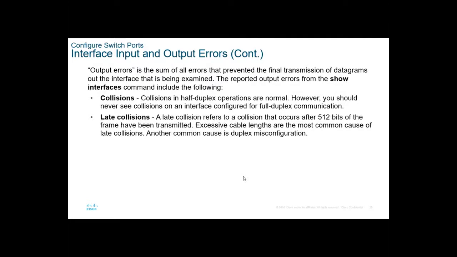Collisions and late collisions: if it's a hub, we get collisions all the time. Ethernet was designed to handle collisions and recover from them, just retransmit the data. If it's a full duplex wire, though, which we don't want to use hubs anymore, hubs are dumb. Do not be in the hub club. We want to use smart switches. So if it's full duplex communication with a switch and no one's put a hub in there somewhere, you should never see collisions. Late collision is if you make the wire too long. Twisted pair cables are only allowed to be about 328 feet. If you make it much longer than that, you can get late collisions.